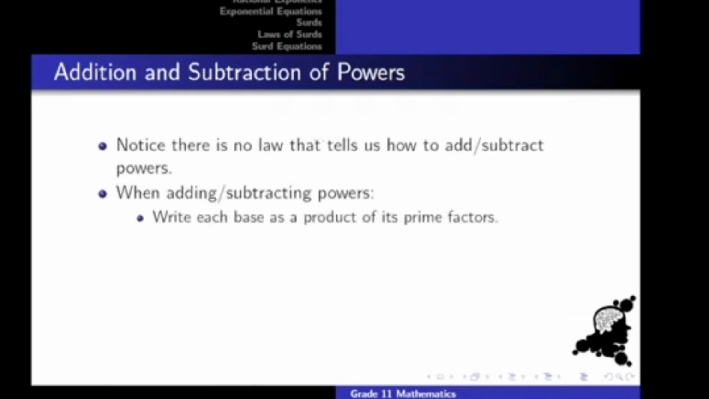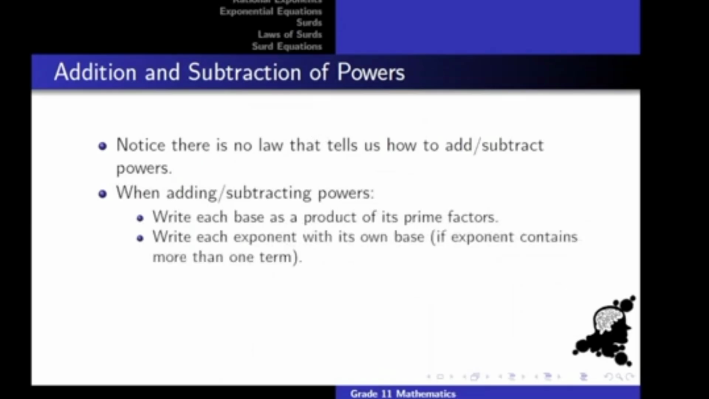Now let's look at how we go about adding and subtracting the powers. The first step, you write each base as a product of its prime factors. You write each exponent with its own base, and then you factorize the expression. It's going to be clear when we're doing the examples. We're going to do some examples when we're simplifying.